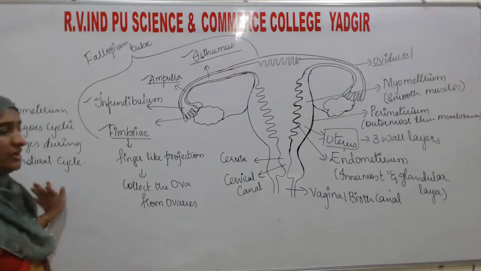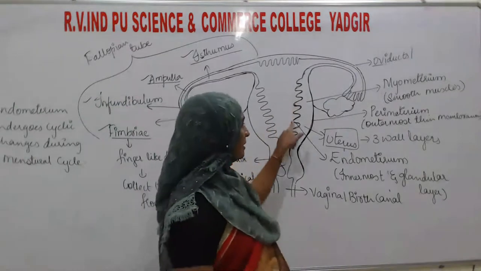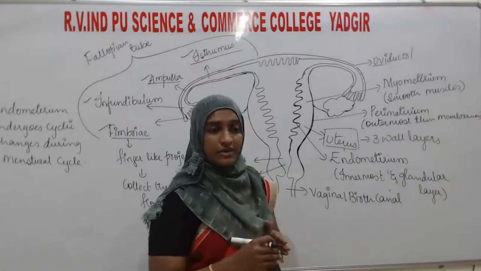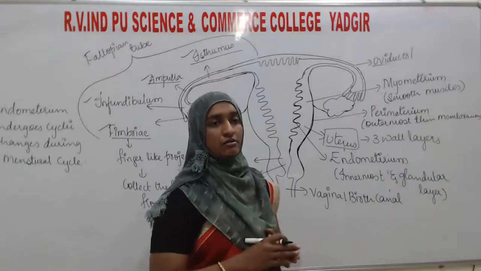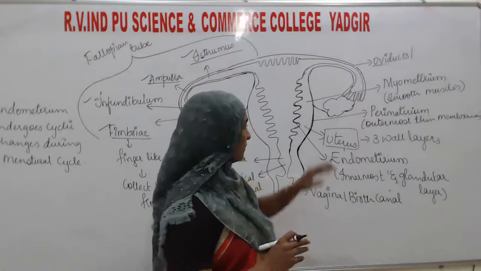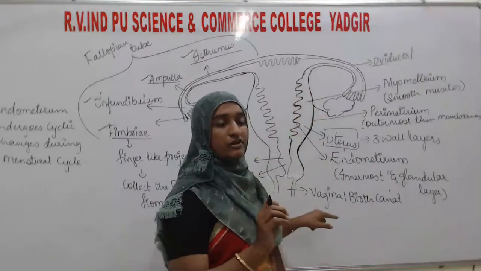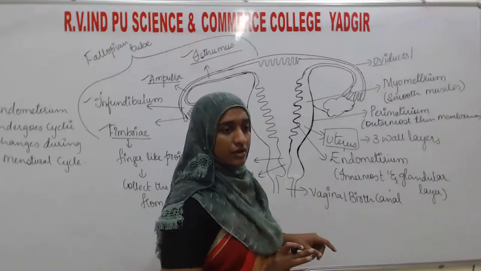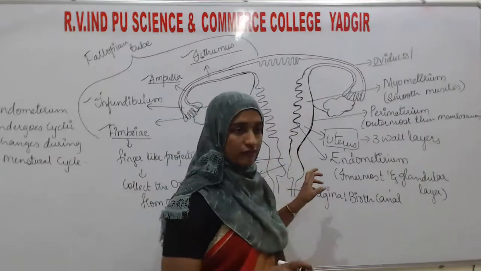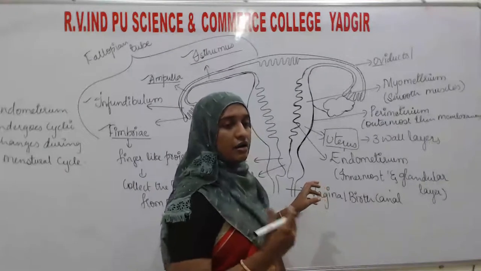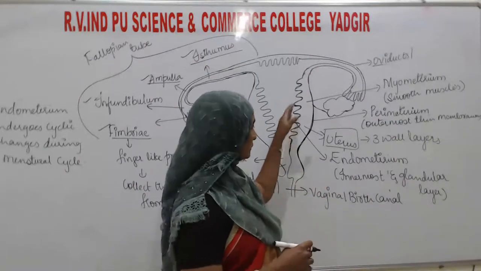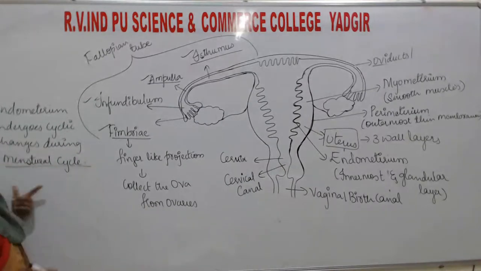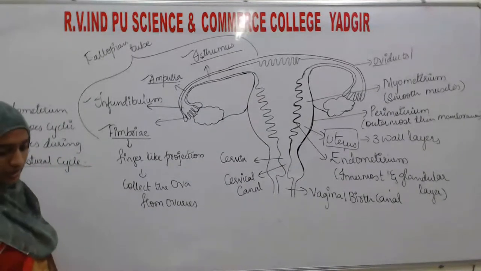Means during menstruation, this layer will undergo certain changes. It will become thick or thin during the menstrual cycle, because this layer is responsible for menstruation. This layer is going to shed off by releasing some blood and debris of the uterus. So that's why it is responsible for the menstrual cycle.